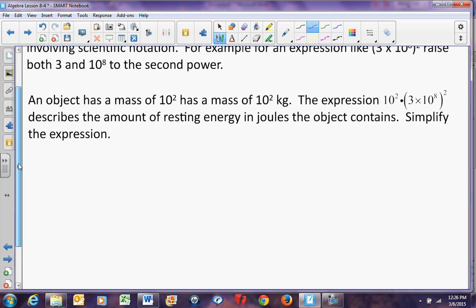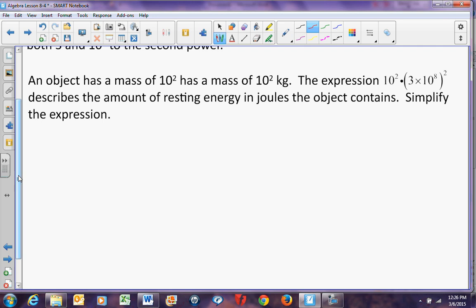An object has a mass of 10 to the second kilograms. Why that's written twice, I don't know. The expression 10 squared times 3 times 10 to the 8th all to the second power describes the amount of resting energy in joules the object contains. We're going to simplify this expression.